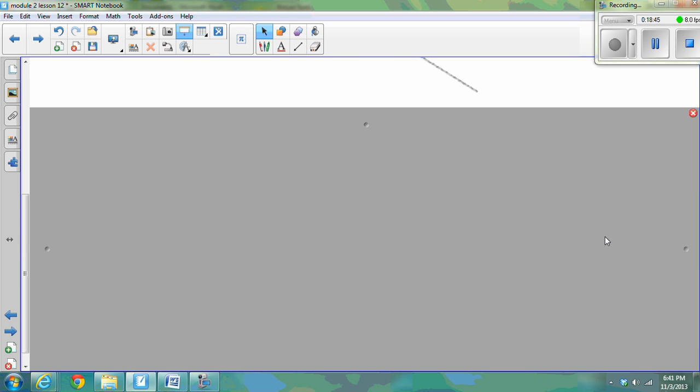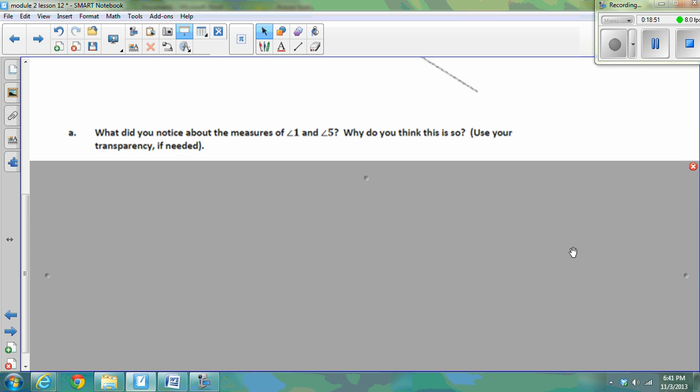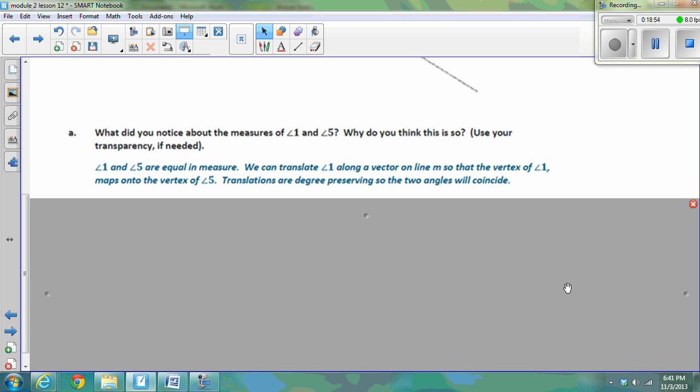Before we do that, these are some of the answers you could have gotten for A, B, and C. What did you notice about the measures of angle 1? Why do you think this is so? Angles 1 and 5 are equal in measure. We can translate angle 1 along a vector on line M so that the vertex of angle 1 maps onto the vertex of angle 5. And translations are degree preserving, so the two angles will coincide. Coincide, that's a vocabulary word. So make sure that you're copying these answers in your binder. You will need this when you study.